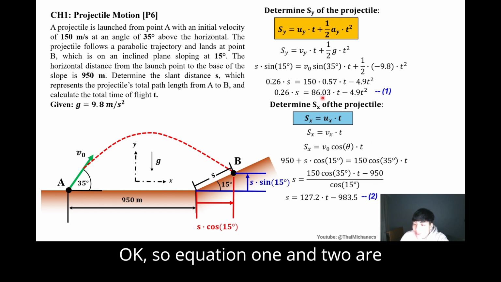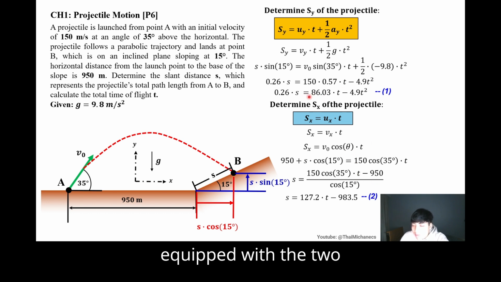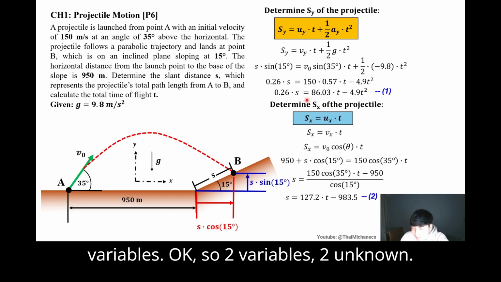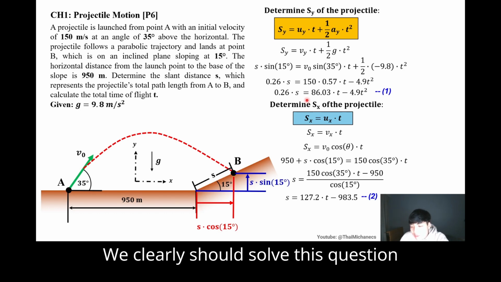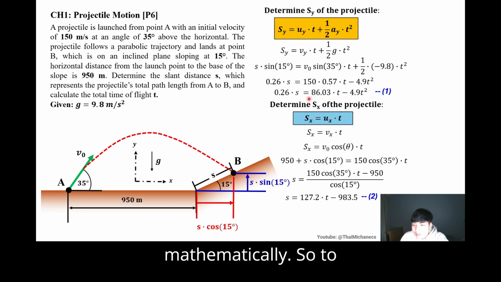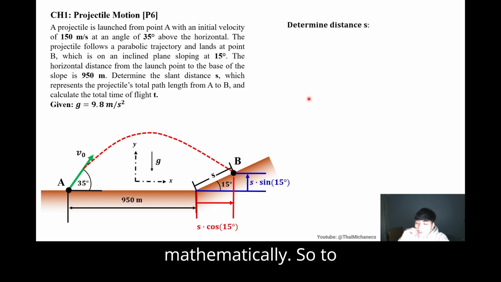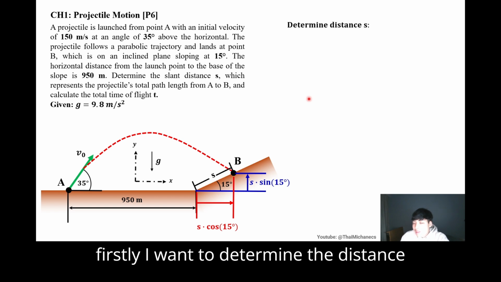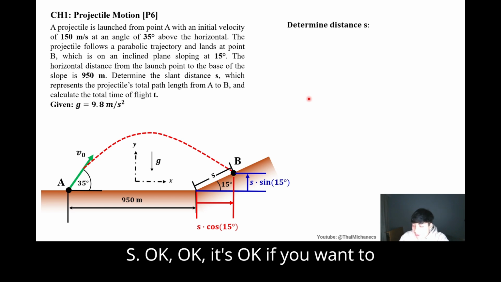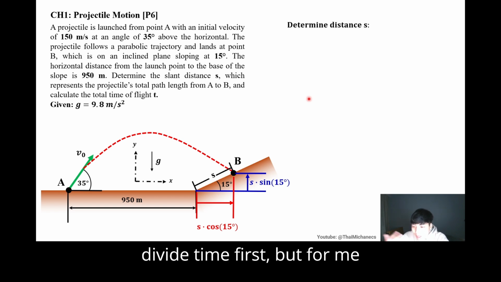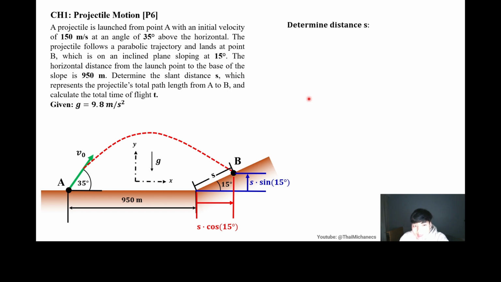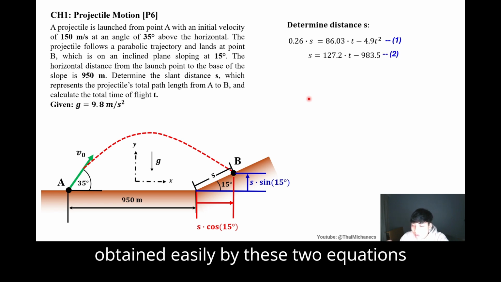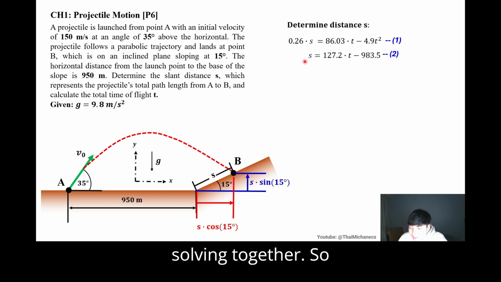Okay, so equations 1 and 2 have two variables, two unknowns. We clearly should solve these equations mathematically. Firstly, I want to determine the distance s. It's okay if you want to determine the time first, but for me, the distance s should be obtained easily by solving these two equations together.